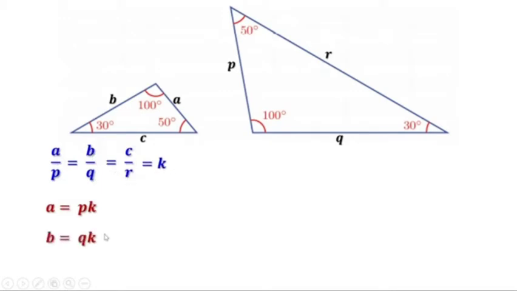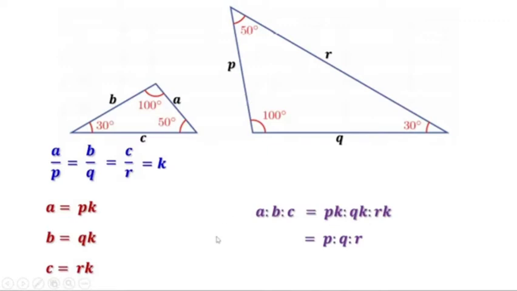Then A by P is equal to K. Cross multiplying, we get A is equal to PK. Consider the second one, B by Q is equal to K. Cross multiplying, we get B is equal to QK. And C by R is equal to K. Therefore, C is equal to RK. Then A is to B is to C is PK is to QK is to RK, that is equal to P is to Q is to R. That means the sides of these two triangles are in the same ratio.